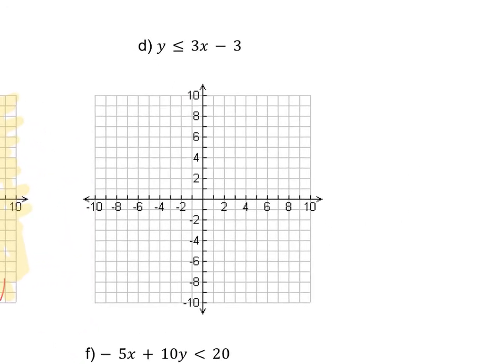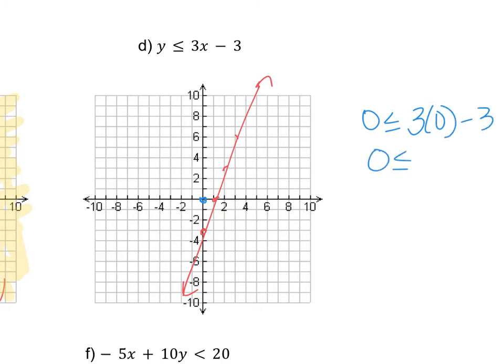Okay, if you want, pause the video, try this one by yourself. This y-intercept is at -3, and then it goes up 3 over 1. This would be a solid line. I'm going to pick the point 0, 0. Is 0 less than or equal to 3 times 0 minus 3? Is 0 less than or equal to -3? The answer is no. So we are going to shade on the opposite side again.